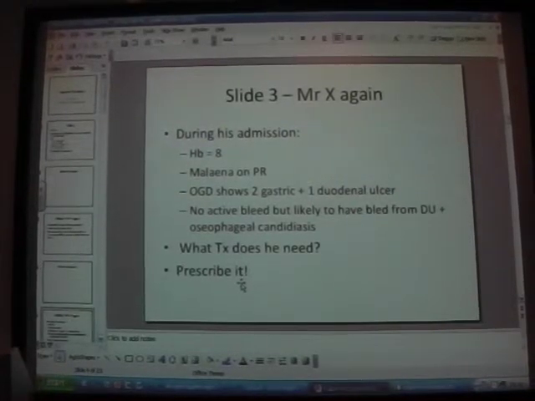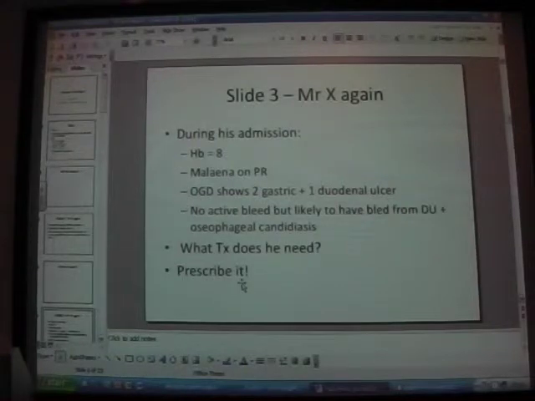Just shout out, what treatment would you have to give to him? Yeah, so he's going to need a high-dose PPI, like what? Yeah, omeprazole 40 milligrams or lansoprazole 60, high dose. Yeah, you can give 60 milligrams, so you can do 30 milligrams BD.